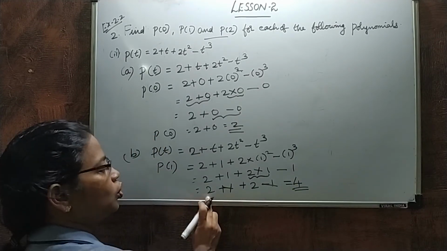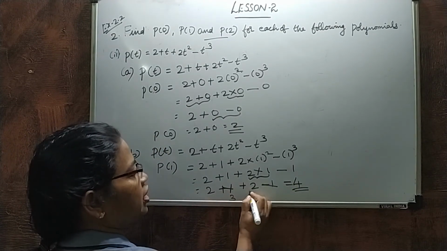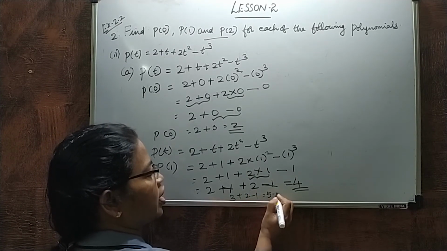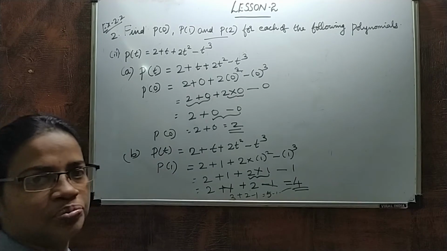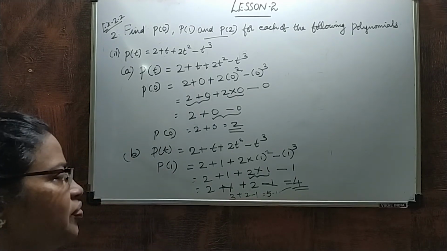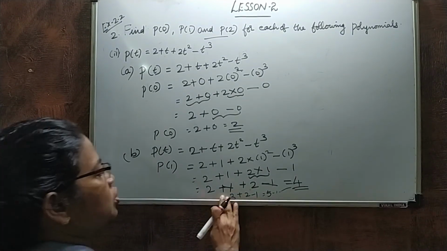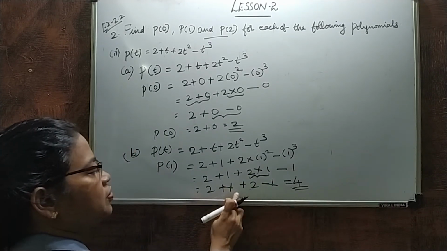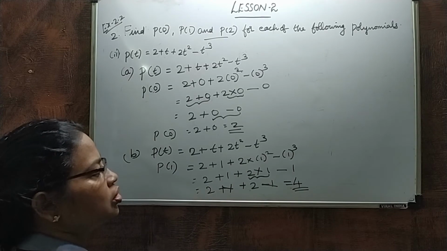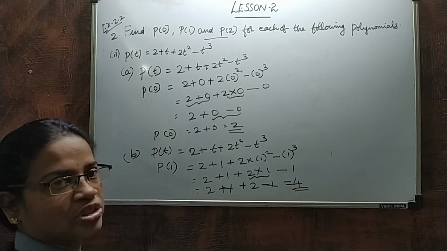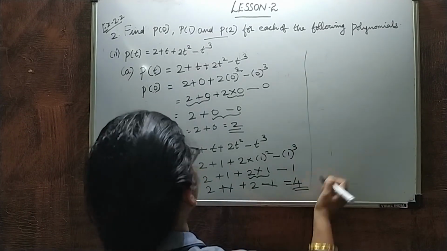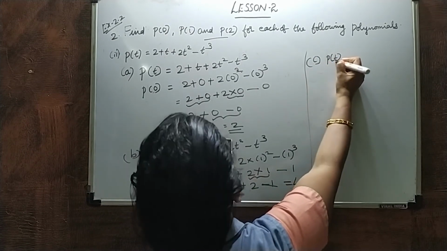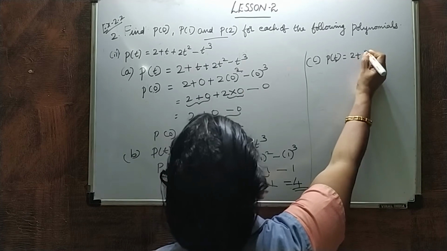Otherwise, how will you do? It is 2 plus 1, 3, then plus 2, minus 1. 2 plus 2 is 5, minus 1, you will get the answer 4 also. Okay, clear? This is the way you have to do. The next one, so here only one way will be needed. Okay, plus 1 is there and minus 1 is there, just cancel it and you will get the answer 2 plus 2, 4.